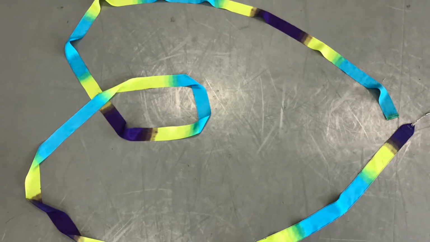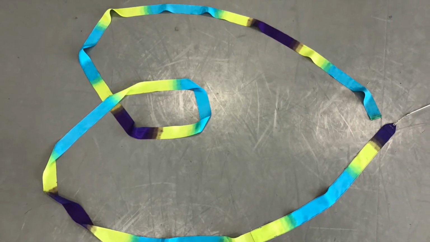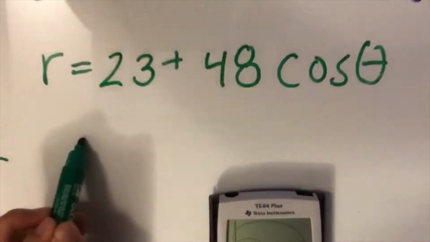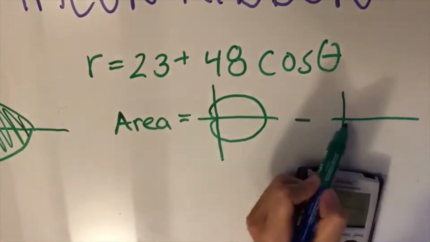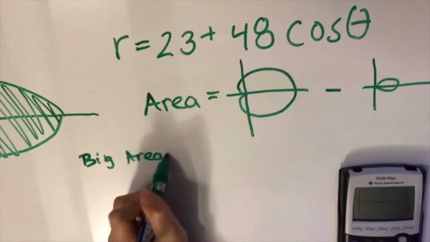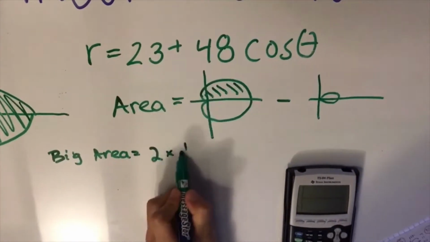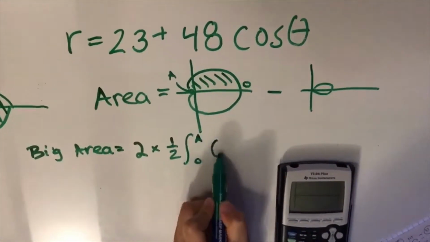We manipulated the ribbon to make a polar curve, a limaçon, with an equation of 23 plus 48 cosine theta. Using this graph and polar calculus, we are able to find the area inside the outer curve but outside the inner curve.